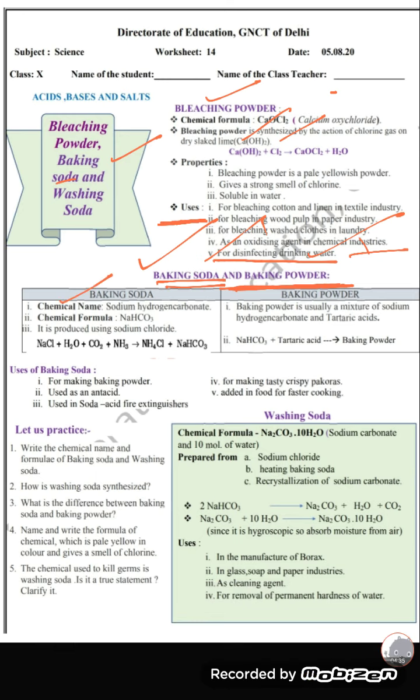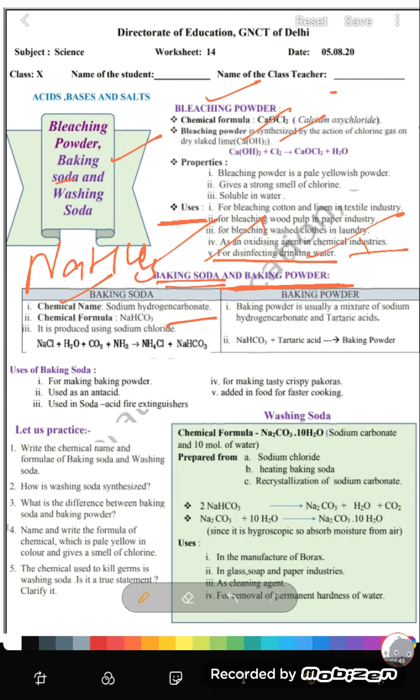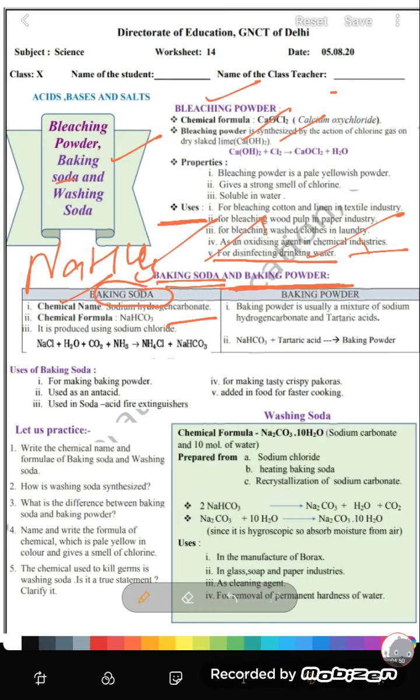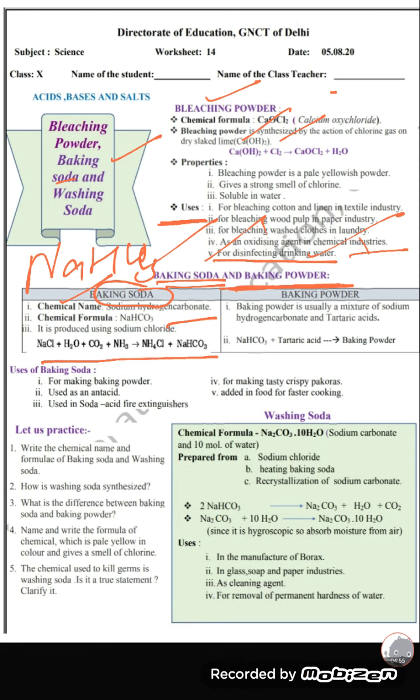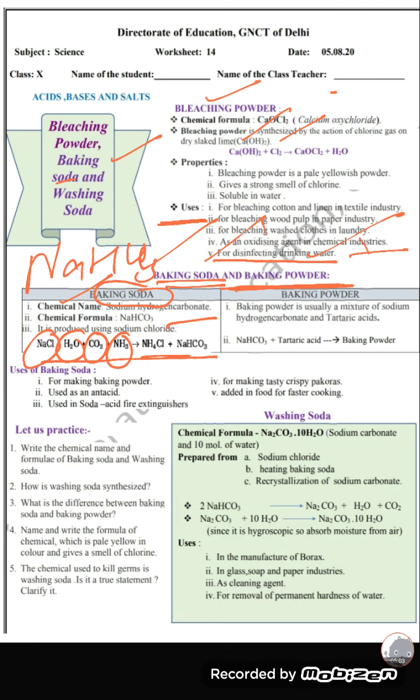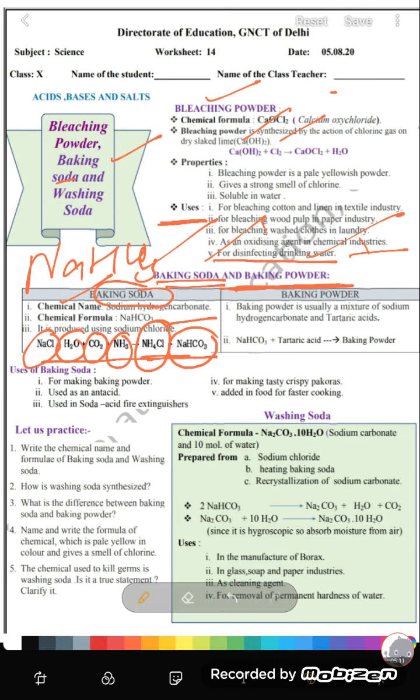The chemical name of baking soda is sodium hydrogen carbonate. Chemical formula NaHCO3, right? And this baking soda is formed by using your sodium chloride. See this chemical reaction. NaCl reacts with water, carbon dioxide and ammonia to form sodium hydrogen carbonate and ammonium chloride as a byproduct, right?